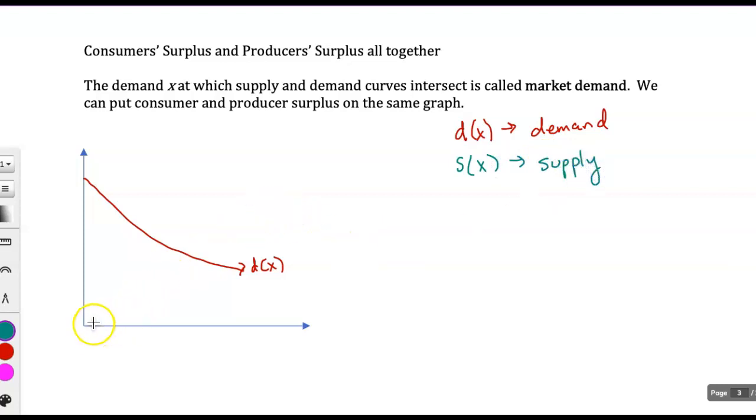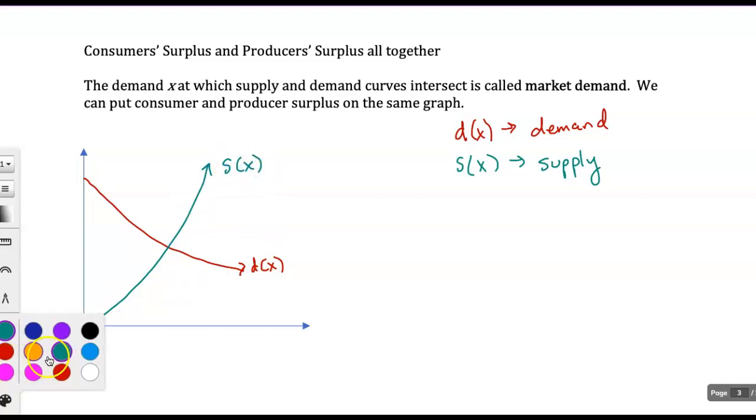Okay. So again, I'm not supplying anything if you're not giving me any money. So I'm going to start down here at 0, 0. Okay. So this is my supply curve. And then remember, we have price on the y-axis and quantity on the x-axis.